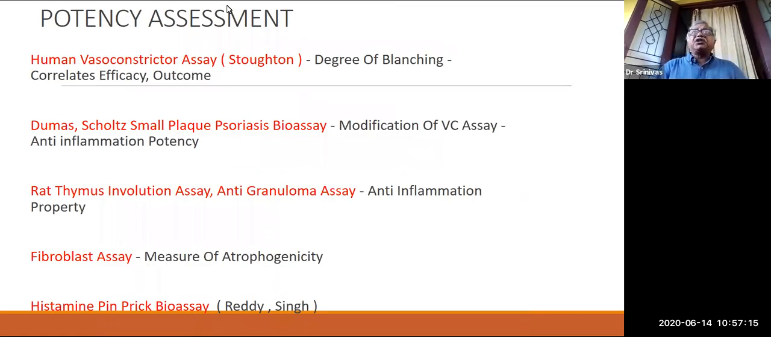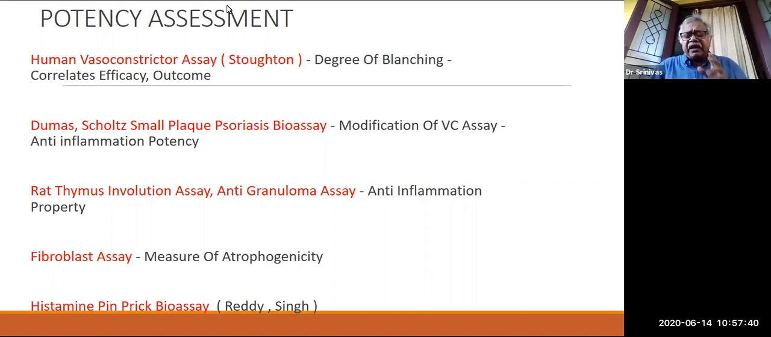Now, this topical steroid, as I told you, varies in potency, and there are various ways to test the potency. The most commonly used way is the human vasoconstrictor assay. Steroid, when applied to the skin, can cause vasoconstriction, which is seen as blanching, and that blanching or lack of erythema can be measured, and that gives an index as to how potent the steroid is.